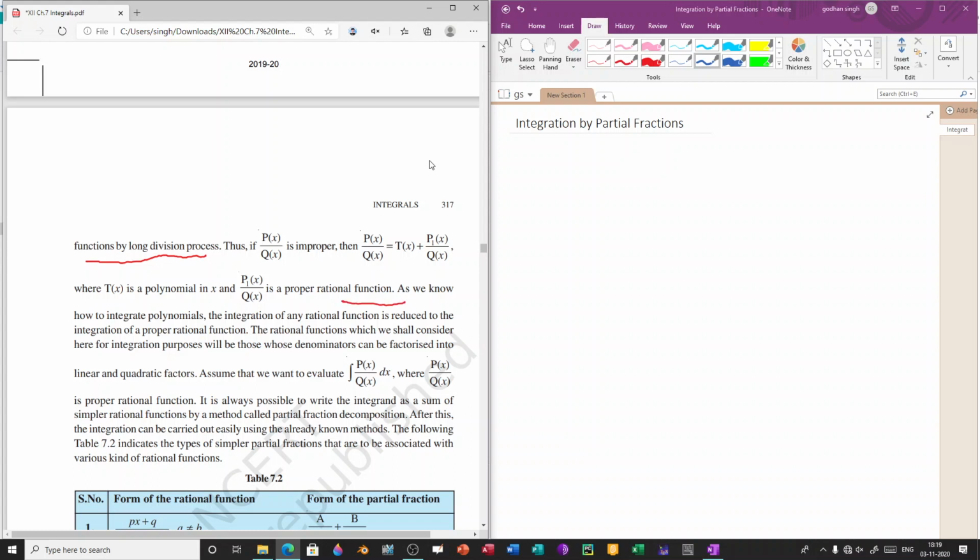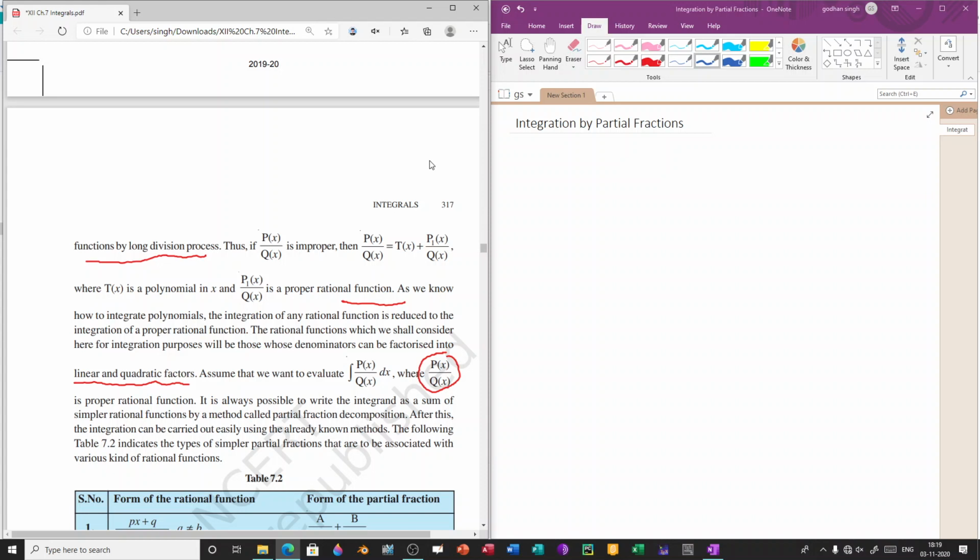As we know how to integrate polynomials, the integration of any rational function is reduced to the integration of a proper rational function. The rational functions which we shall consider here for integration purposes will be those whose denominators can be factorized into linear and quadratic factors. Assume that we want to evaluate the integration of p(x) over q(x) dx, where p(x) by q(x) is a proper rational function.